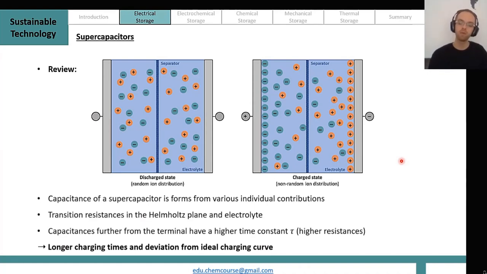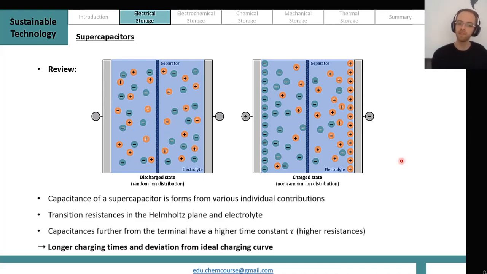And I would like to point out to you again that there are certain transition resistances in the Helmholtz plane and the electrolyte due to the formation of these processes. And you saw that the resistance is one of the factors affecting the charging time and also the charging behavior, as well as the capacitance, which we said is very difficult to determine in a supercapacitor.